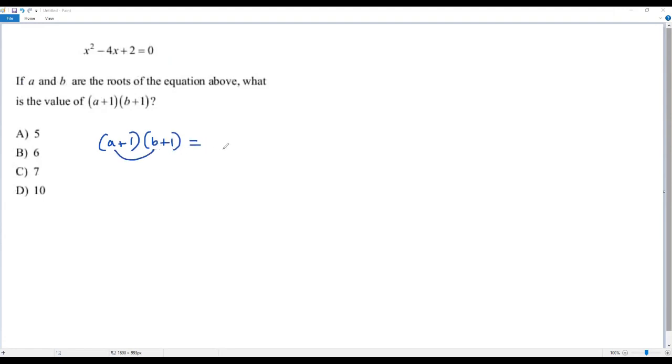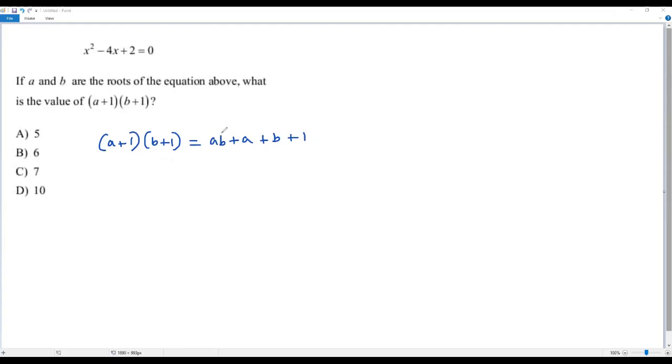That is, first we have to multiply the first terms. a times b is ab. Now we have to multiply the outer terms. a times positive 1 is positive a. Now let's multiply the inner terms. Positive 1 times b is positive b. And here let's multiply the last terms. Positive 1 times positive 1 is positive 1. Okay, here I multiplied the two binomials and I got this expression.